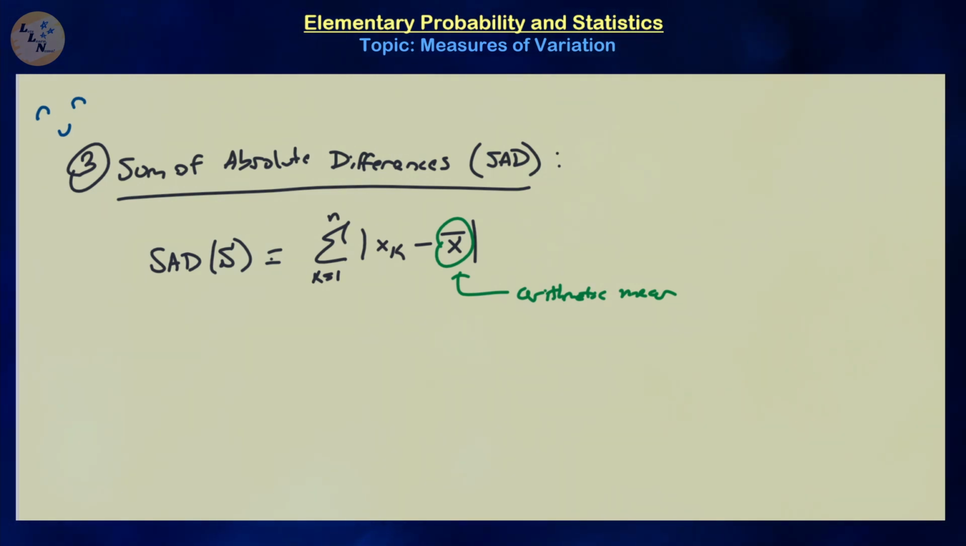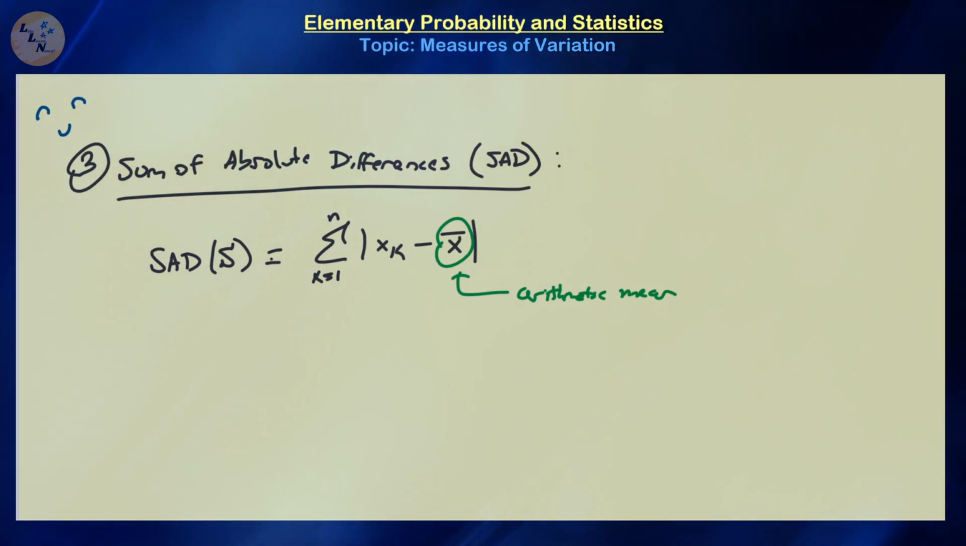So what this particular measure of variation does is it measures the total distance of how far each of the elements are with respect to a particular point. In this metric, we're comparing everything to the arithmetic mean, or the median, or the mode, or one of the quartiles. It doesn't really matter, right?